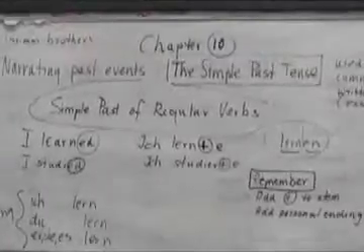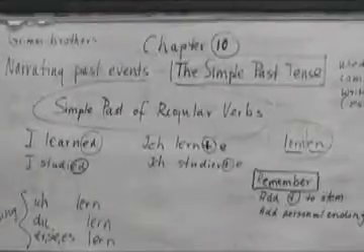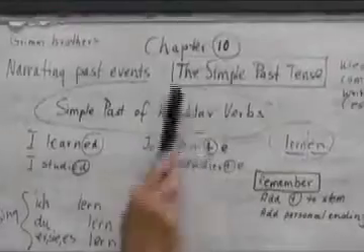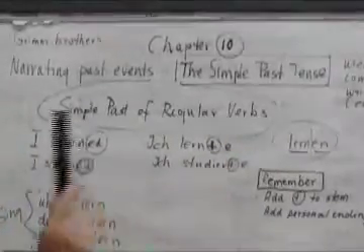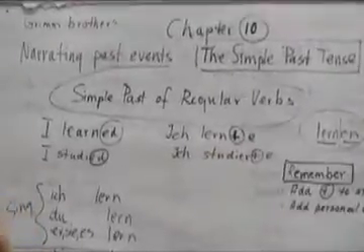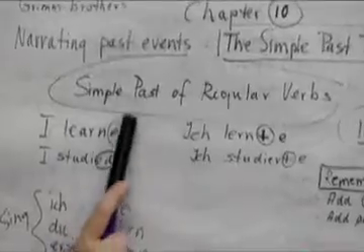We said, ich bin gegangen, I have gone, ich habe gelernt, I have learned. But when you write in German, then you must use the simple past tense. Now let's look at how the simple past tense of regular verbs is formed. In English, I learned. We added an ed.